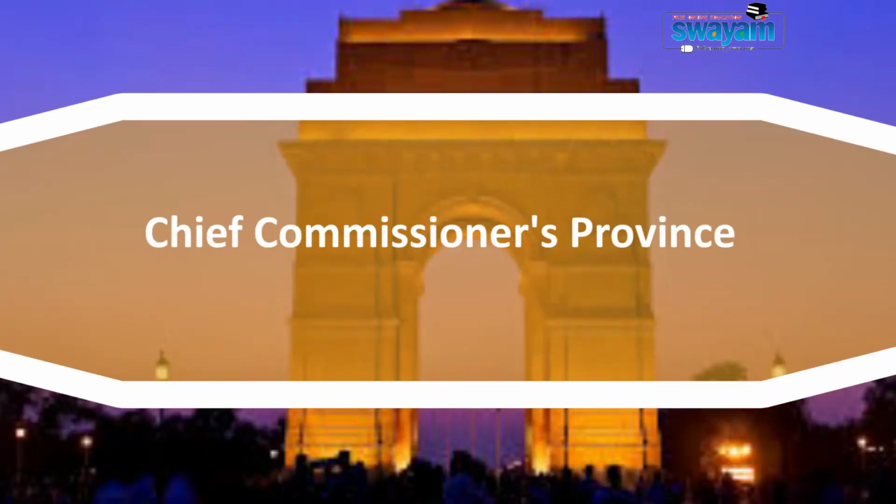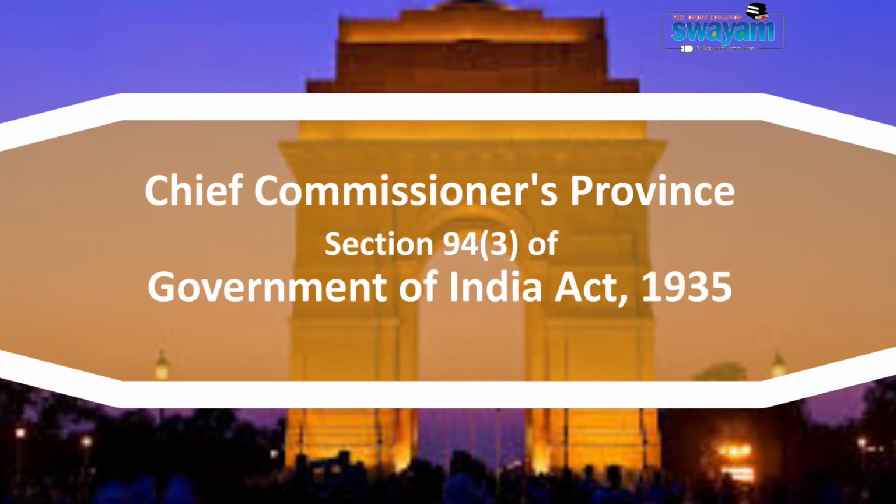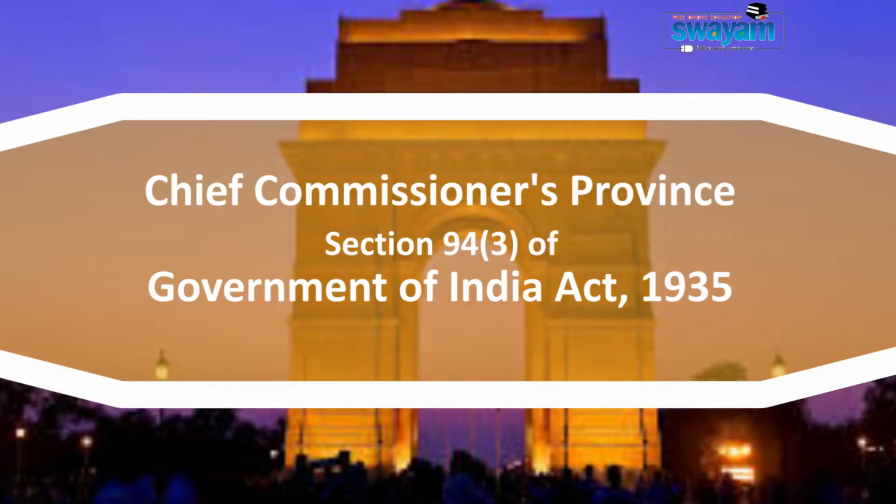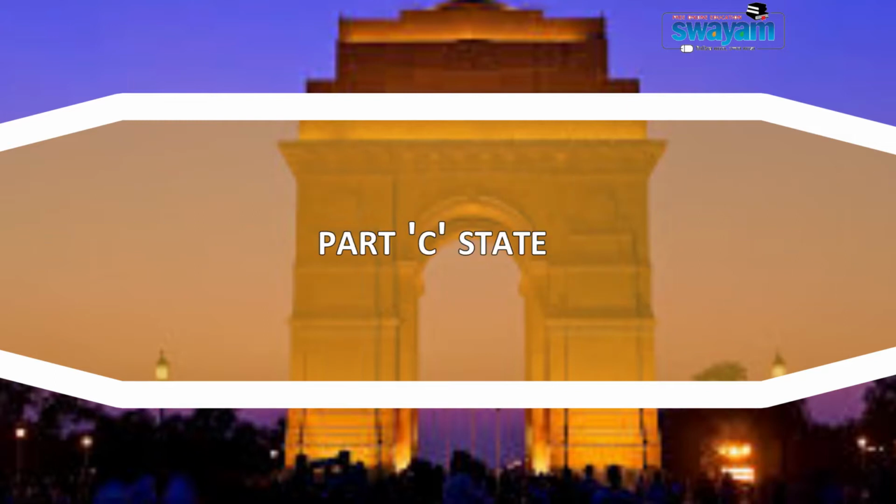Now, Delhi has been witness to a number of kingdoms, a number of dynasties. But history is not what we are here to discuss. We are here to discuss the special constitutional provisions pertaining to the city of Delhi. First of all, Delhi was known as the Chief Commissioner's Province under Section 94, subsection 3 of the Government of India Act 1935. Thereafter, after the passing of the Constitution of India, Delhi became a Part C state.